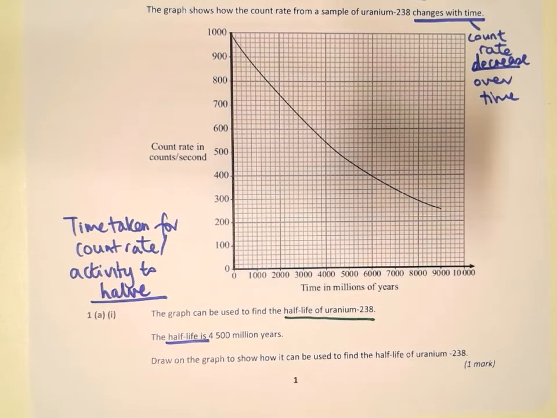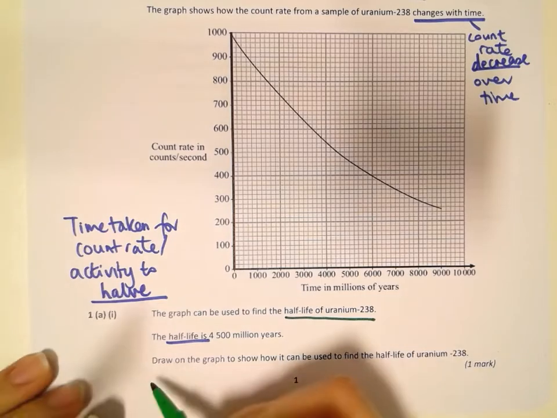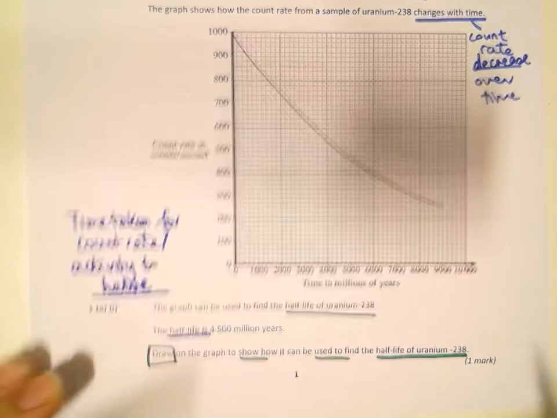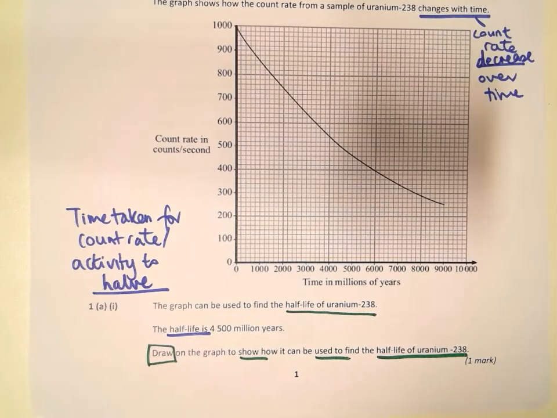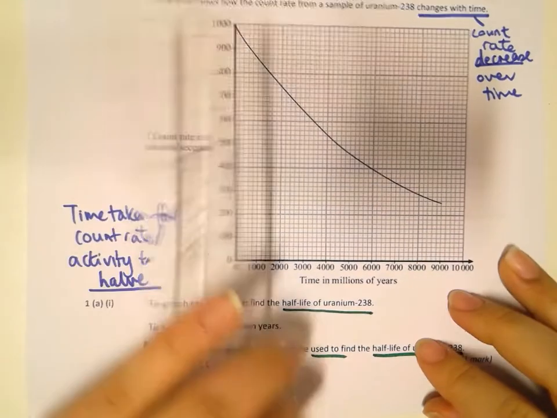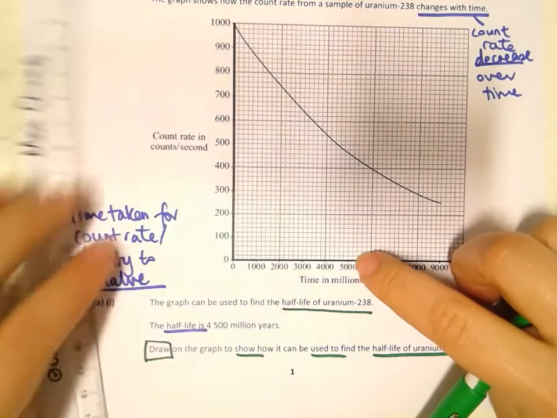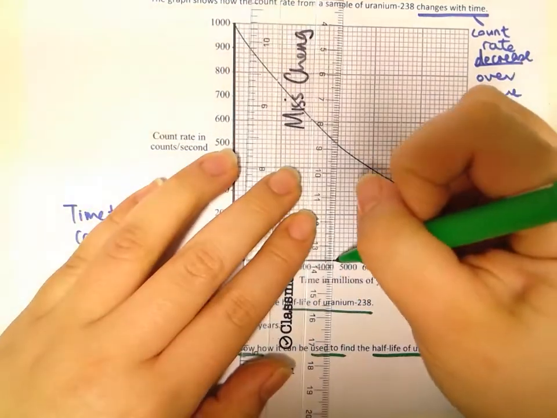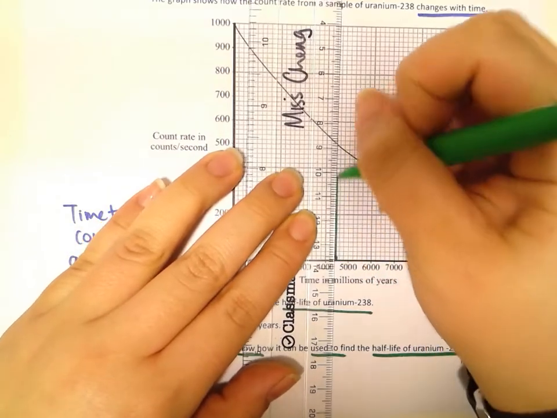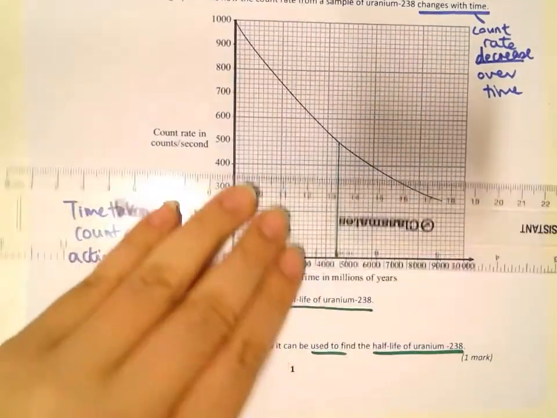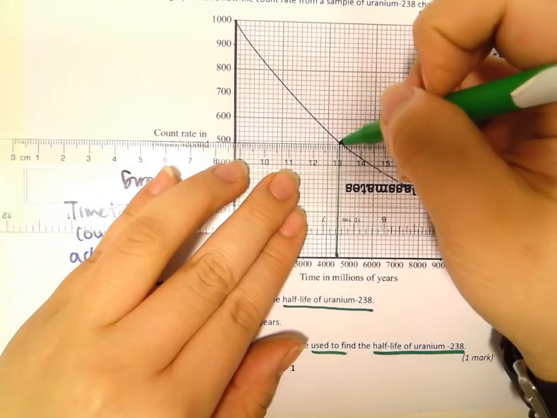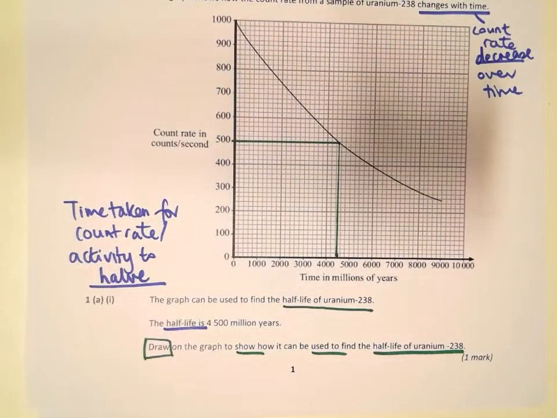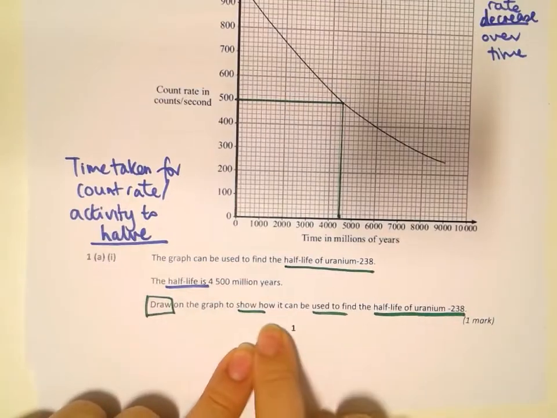So we have to draw on the graph to show how this can be used to find the half-life of uranium. You'll need your ruler. Finding 4.5 or 4,500 in between here, we hit the curve, and we read across. If the question did ask us about the counts, it would be 500 seconds, but here you just have to show it.